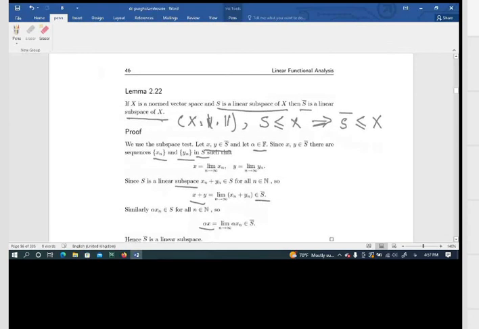Another lemma: if X is a normed vector space and S is a linear subspace of X, then S bar is a linear subspace of X.